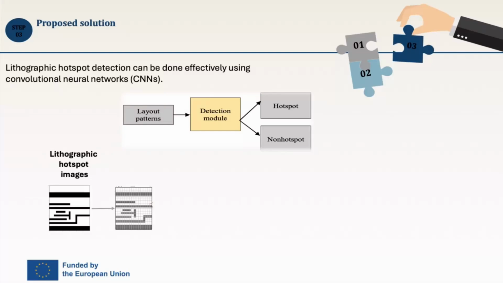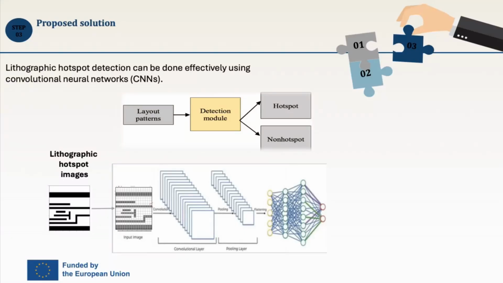Let's zoom in on how this model works. First, we will have lithographic hotspot images, and these images will be changed to pixels, and these pixels will be moved to the model in order to extract the main features. Then we build the deep learning model, or convolutional neural network model, and then we will have a classifier model to classify whether a specific image is hotspot or not hotspot.